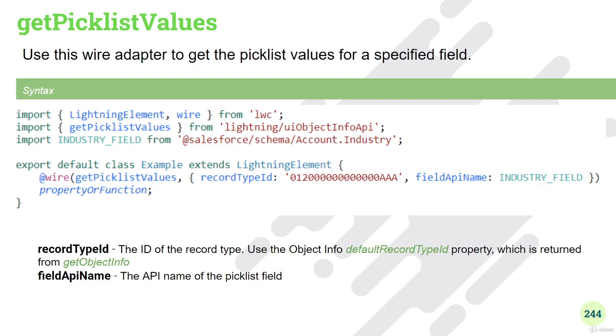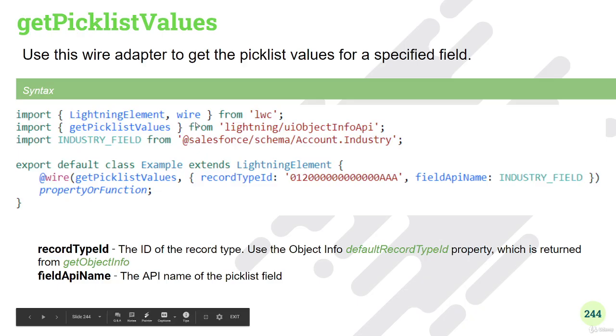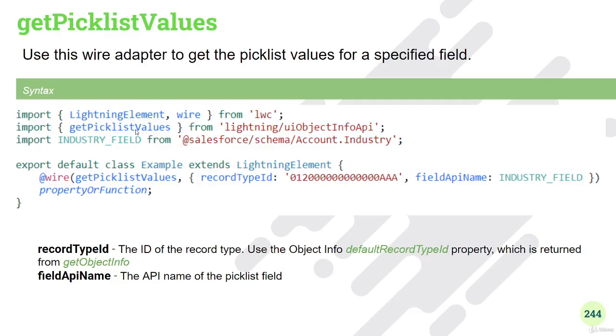Let's look at the syntax. The syntax is very similar to our previous wire adapters. We import wire from the LWC module. Then we import getPicklistValues, that is our wire adapter, from the lightning/uiObjectInfoApi. And then we call the wire and pass the wire adapter name. Here the wire adapter configuration basically is the record type ID. We need to pass the record type ID.